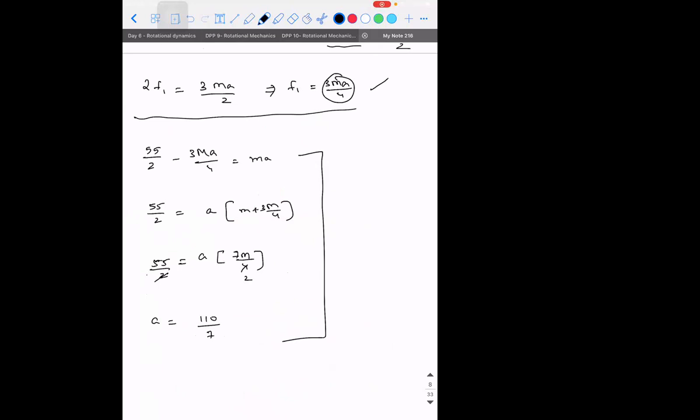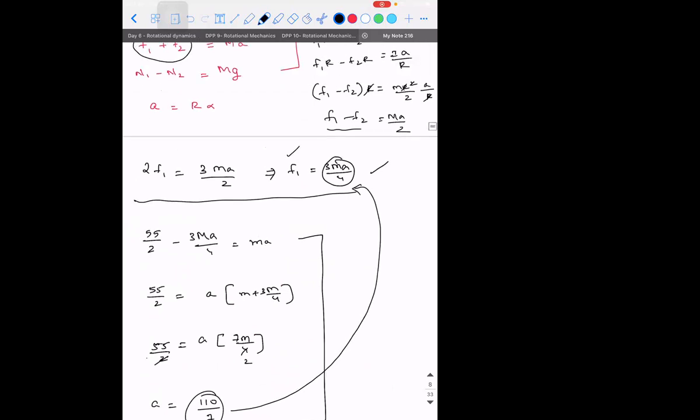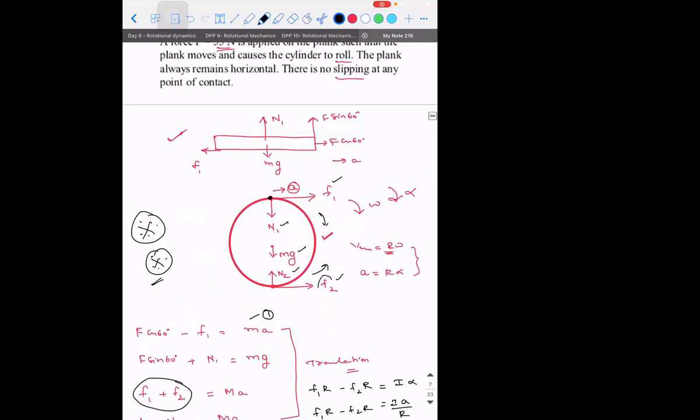Once you get the value of A, I hope you understood what you're supposed to do. Once you get the value of A here, take it and substitute it here, you'll get F1. Once you get F1, take and substitute it here, you'll get F2. That's all with the question. But the whole idea is this. In this question, the only point you need to be careful about is F2 will act to the right. If you take it to the left, the whole concept will change. Okay. So be careful with this, and you can expect these kind of questions also.